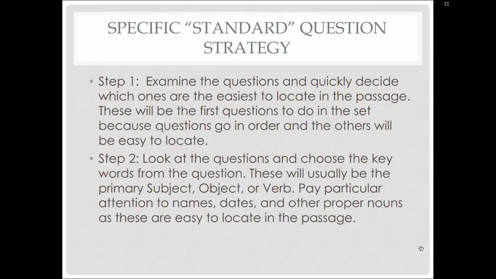Your step one in terms of doing the standard multiple choice question: examine the questions and quickly decide which ones are the easiest to locate in the passage first. Again, that's important, because you want to be able to find an answer choice quickly, but also that sets you up to know where all the other ones are going to be located, okay? You want to look at the question and pull out the keywords from the question. And then you want to scan the passage and find the sentence that the question is coming from.